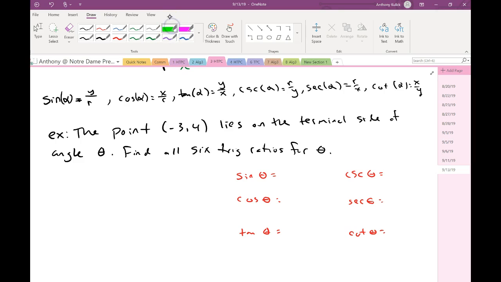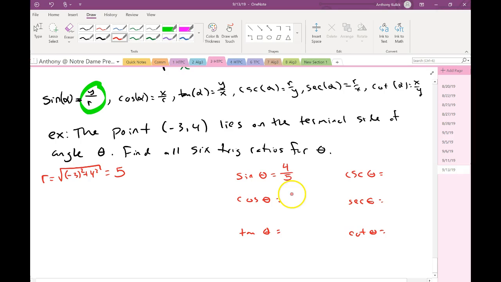So to evaluate sine of theta, I'm going to use y over r. I know what y is right away. That's 4. How did I calculate r? Yeah, it's the square root of x squared plus y squared. Everybody okay there?